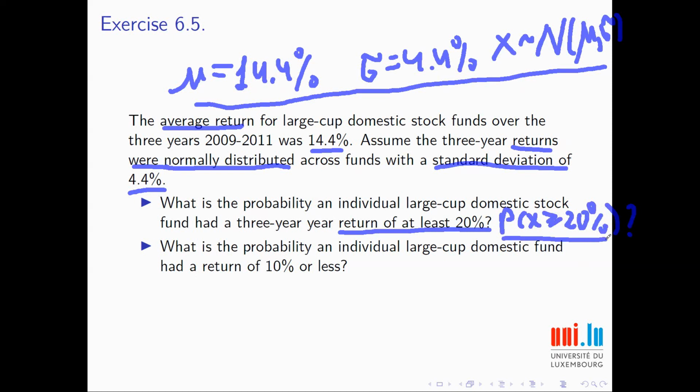Also, guys, be sure that you can easily reformulate questions in words of math logic, and then in terms of mathematical notation. So the second question: what's the probability that return is 10% or less? In this case, what's the probability that our random variable is less than 10%.